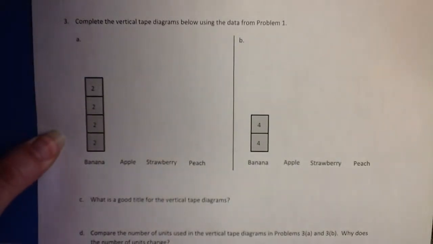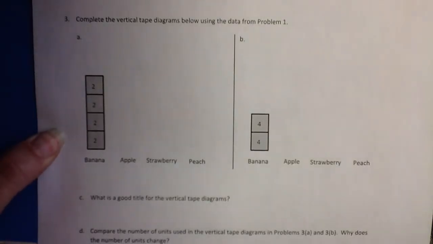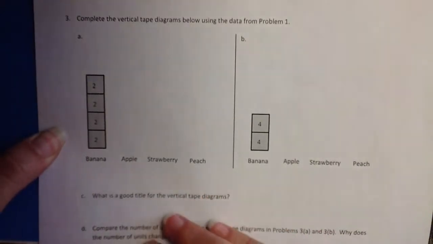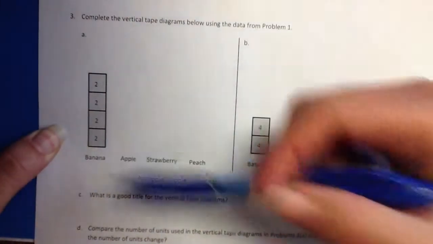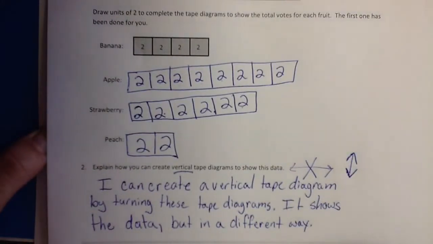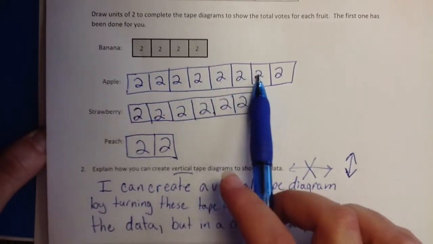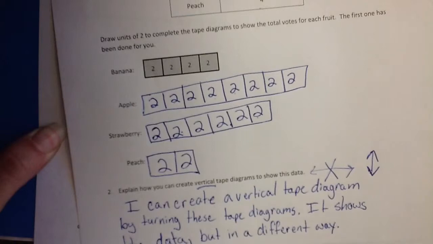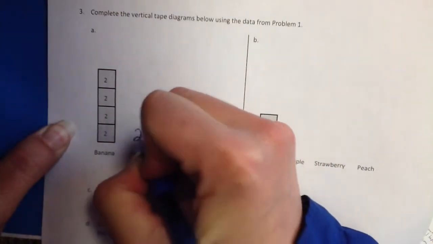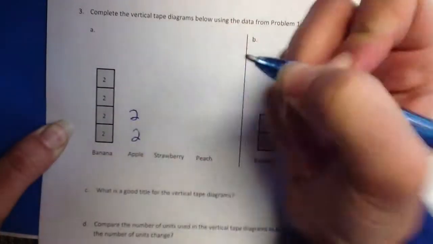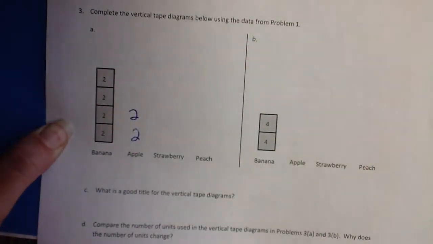Question 3 says complete the vertical tape diagrams below using data from problem 1. So I have my problem 1 sitting here beside me, and if I look here it said banana. I already have those lines drawn out for my horizontal tape diagram. So if I look here, I need to have 1, 2, 3, 4, 5, 6, 7, 8 boxes of 2 for my apple. So I'm going to come here and make sure that my boxes are the same size.